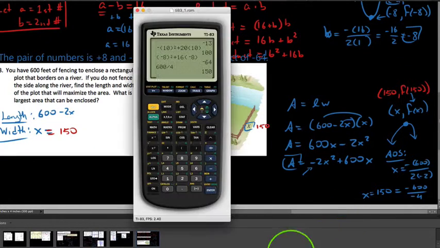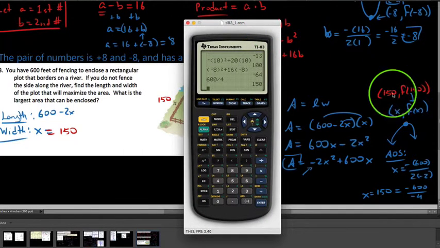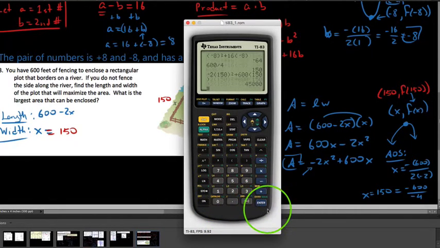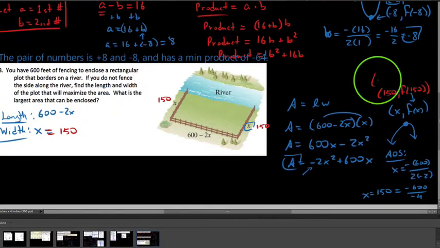So again, grabbing our calculator, we're just going to take our x value at our vertex and put it into this function right here. We would get negative 2 times 150 in parentheses squared, plus 600 times 150 in parentheses. Okay, so we would get 45,000 is our vertex value here.